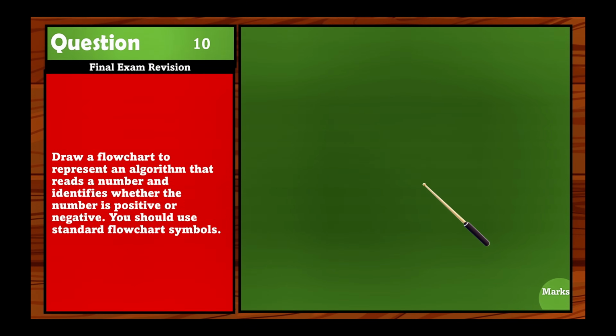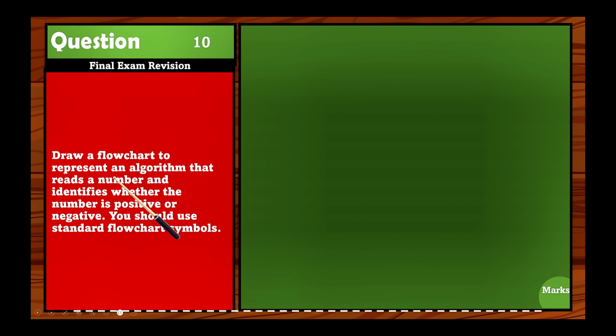Okay. Question number 10, draw a flowchart to represent an algorithm that reads a number and identifies whether the number is positive or negative. You should use standard flowchart symbols. So this time we need to find if a number is positive or negative. Any number below 0 is considered a negative number. Any number above 0 is considered a positive number.